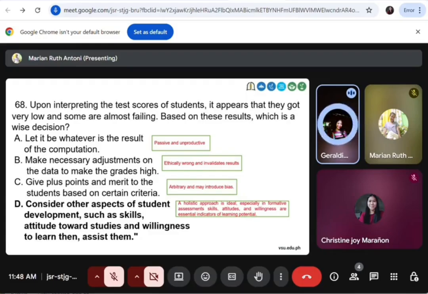So why not letter A, B, and C? A is not the correct answer. It's because it is passive and unproductive. Why not letter B? It's because it is ethically wrong and invalidates results. And why not letter C? It's because it is arbitrary and may introduce bias.